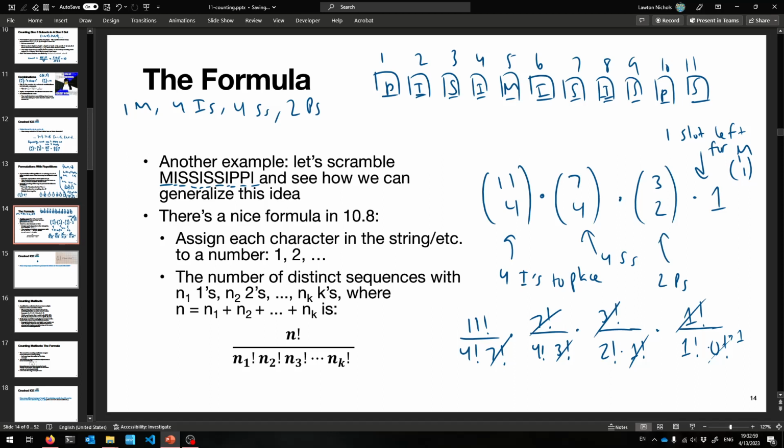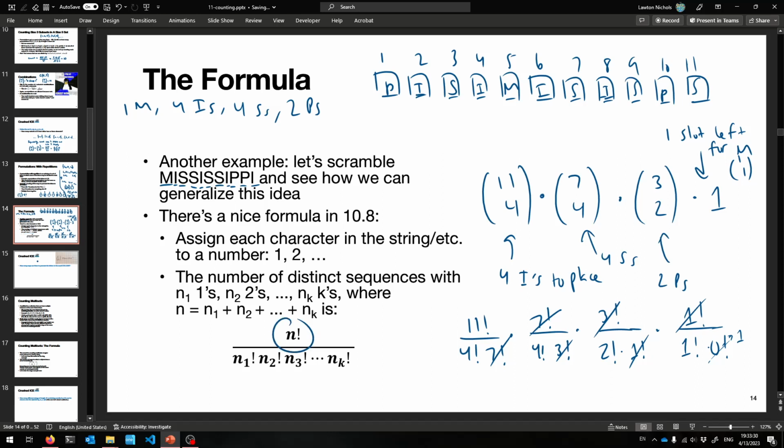So really, the formula is 11 factorial, which was our original size of the string, over the different sizes of all of the different repeated letters, and then the last one wasn't repeated, so it was just 1 factorial, taken all together. So the secret is the number of distinct sequences with n1 character 1s, n2 character 2s, all the way to nk character k's is, where the total of all those characters is size n.